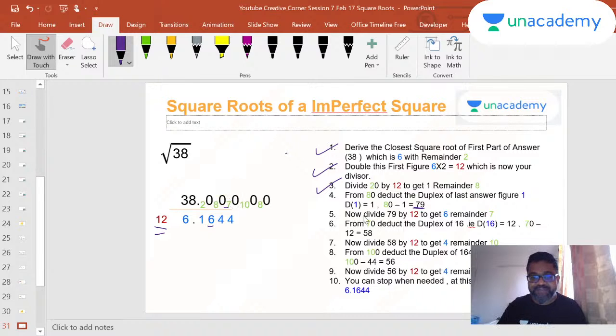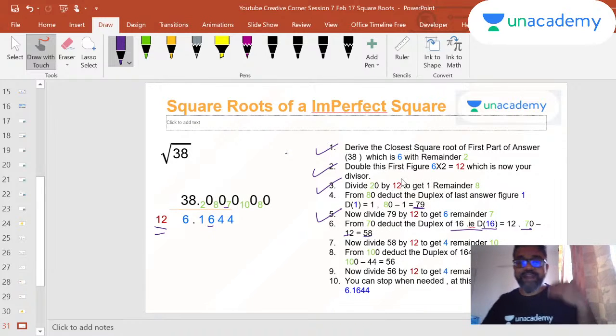Now I take 70, so we are done with this as well. Now from 70, I deduct the duplex of 16. What is the duplex of a 2-digit number? It's the double of the product. So 6 into 1 doubled is 12. So I do 70 minus 12, which is 58.